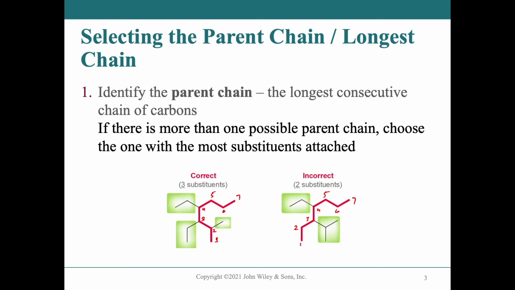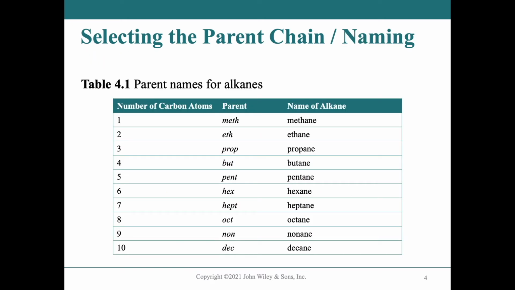Well, if there are two carbon chains with the same number of carbons and they're both the longest, you choose the carbon chain that yields the most substituents. Here we have an ethyl group, a second ethyl group, and a methyl group, so that's 3 substituents. On this one, though, there are only 2 substituents, an ethyl group and an isopropyl group. So the correct one to choose as the longest carbon chain is the one that has the most substituents.